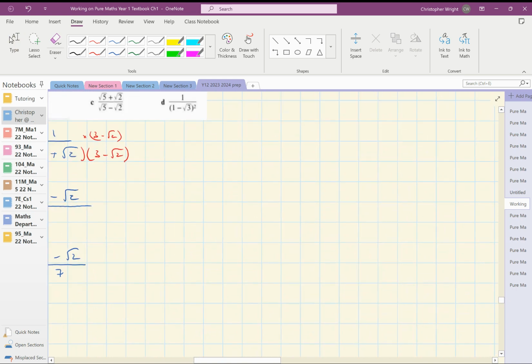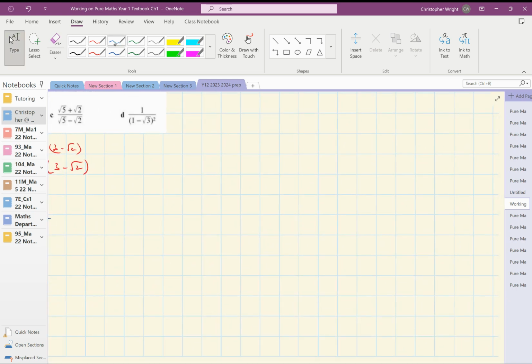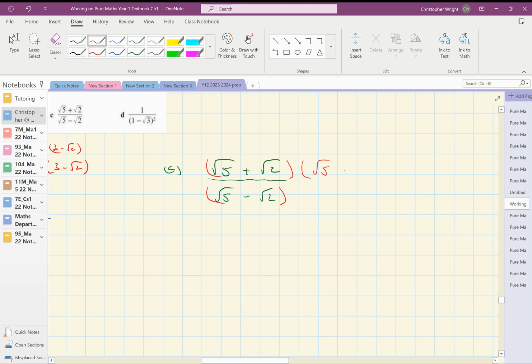Right, C. Let's have a look at C. I've got root 5 plus root 2 over root 5 minus root 2. There's my top and bottom. I'm going to multiply them both by root 5 plus root 2, because that is what will give me a rational number on the bottom of the fraction.